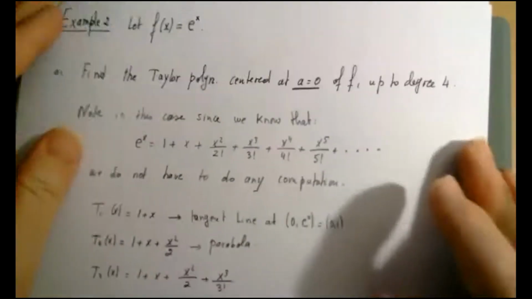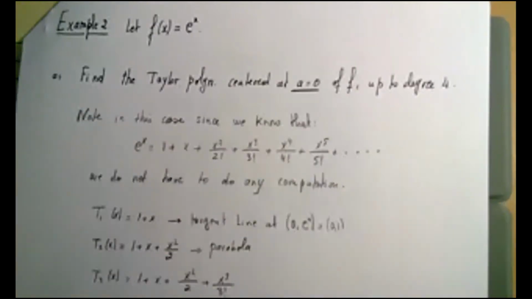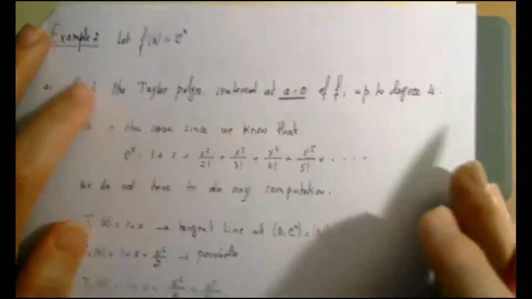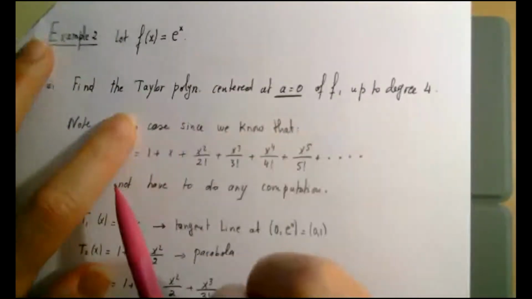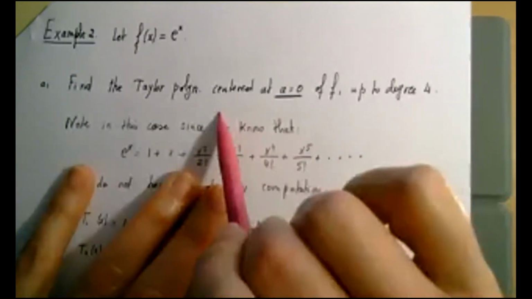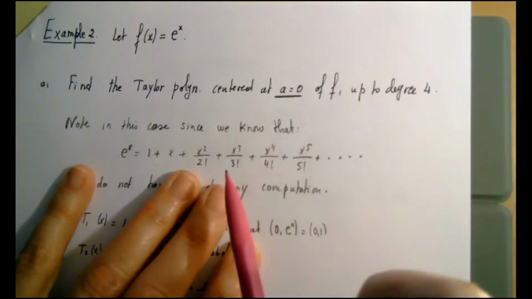Before I go to 6 and 9, I asked you yesterday on the homework to read the last page of my notes, because I definitely wanted to make sure all of you have read it and understood it. So in my example number 2, I took the function f of x equals e^x. And my question was, find the Taylor polynomial centered at 0 of f up to degree 4.